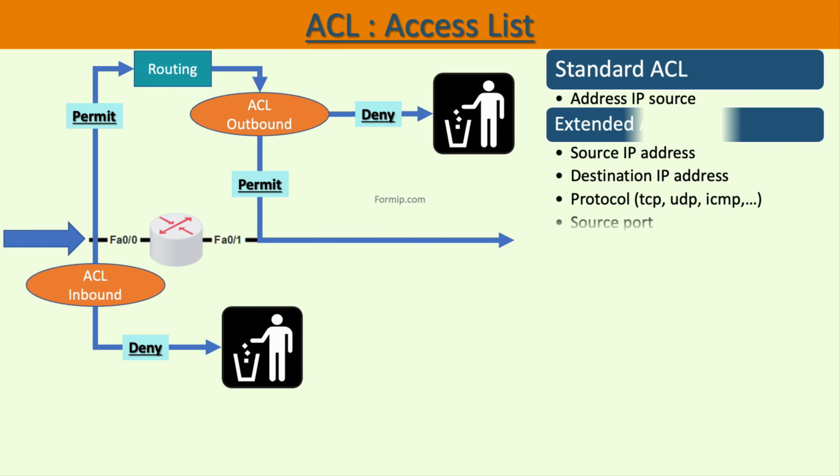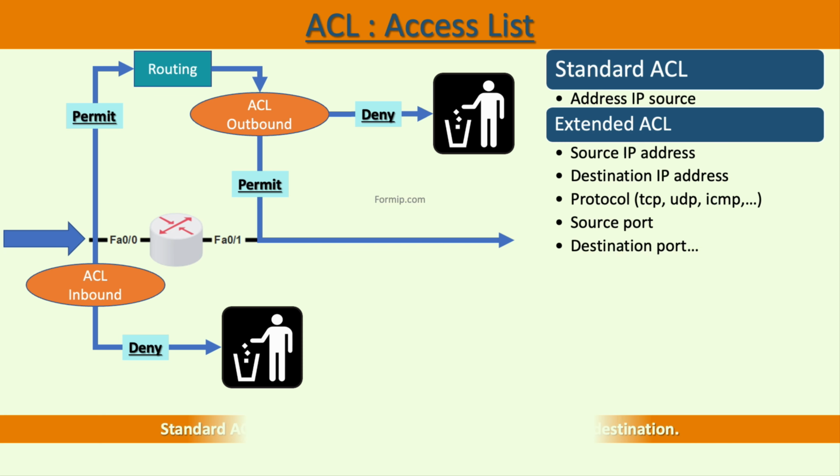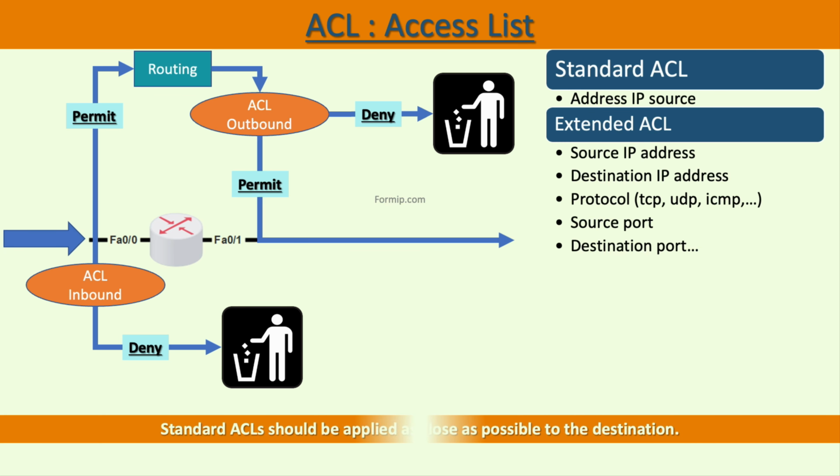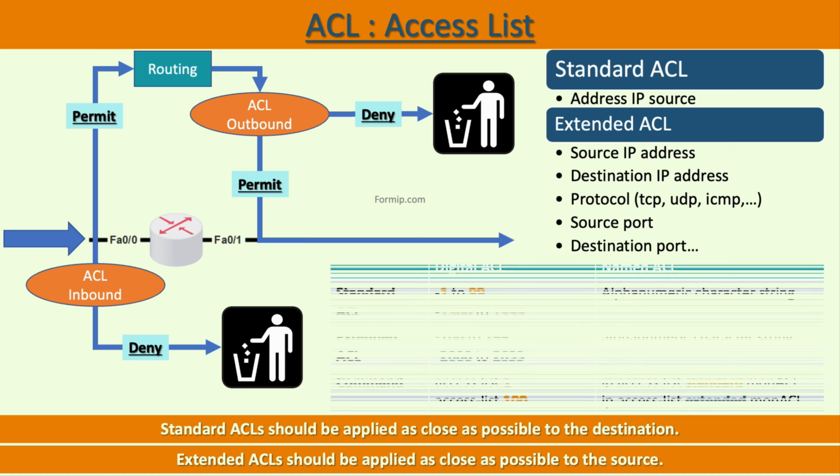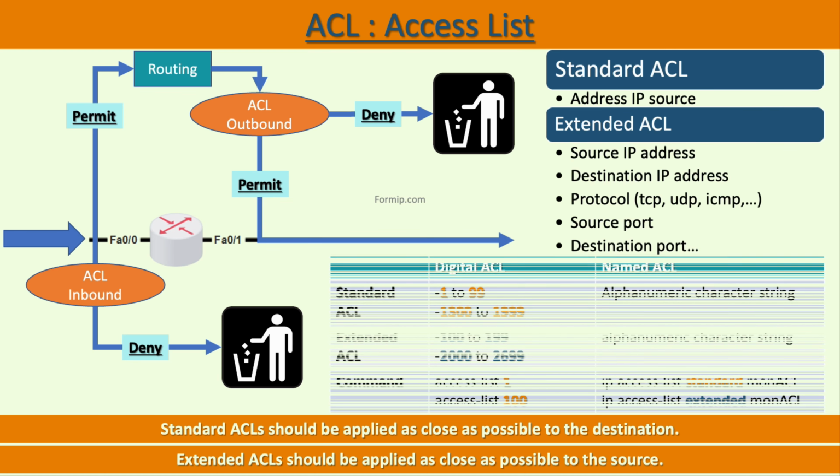There are two types of ACL. The standard ACL, which allows traffic to be analyzed only according to the source IP address, and the extended ACL, which allows you to analyze traffic according to several criteria. Standard ACLs should be applied as close as possible to the destination due to their low accuracy. An extended ACL should be applied as close as possible to the source.